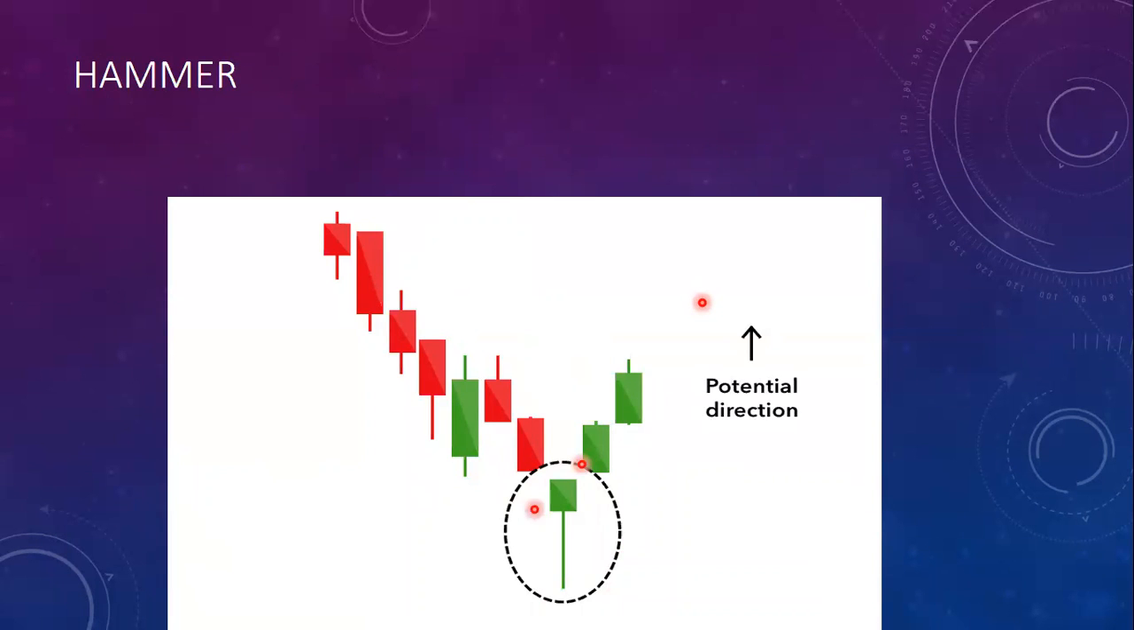So the hammer changing the price. Yes, please. So the hanging man is always bringing the price down, and the hammer is always bringing the price up, or it depends on the color?